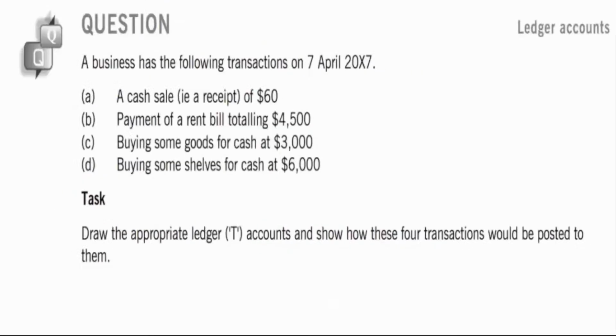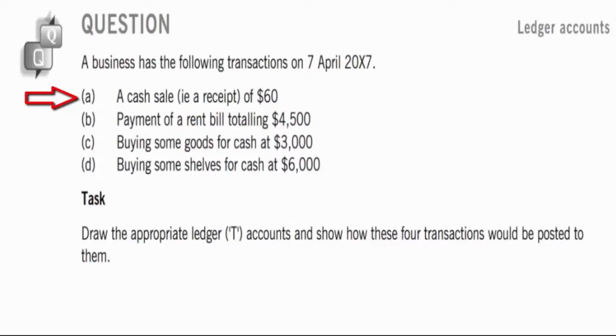This solved question shows how to record cash transactions in Ledger T accounts using the double-entry bookkeeping system, where each transaction affects at least 2 accounts. One account is debited, recorded on the left side, and another is credited, recorded on the right side. Let's break down each transaction clearly and in a way that's easy to understand.